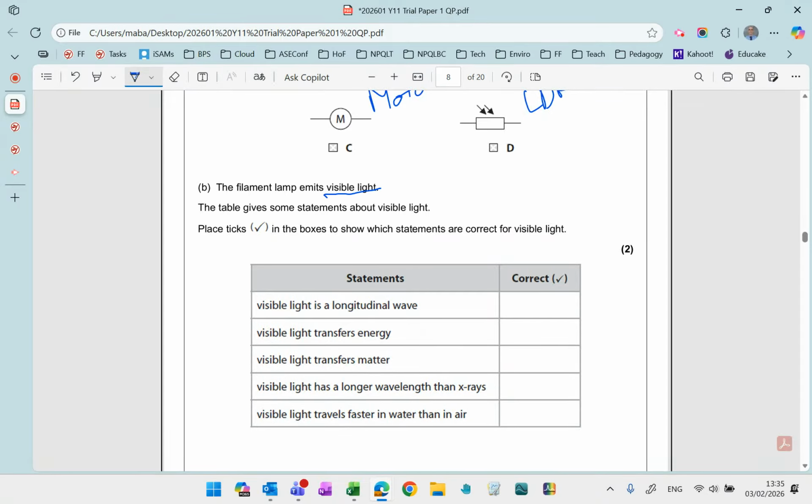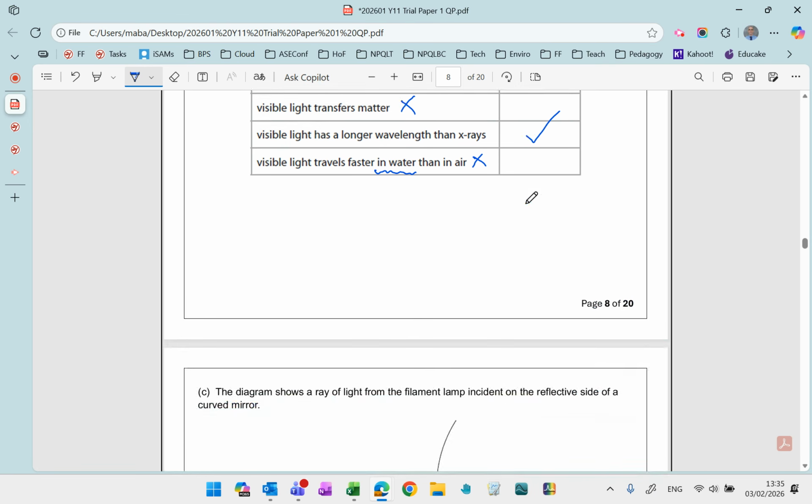So visible light can transfer energy, and it has a longer wavelength than X-rays. Visible light does not transfer matter. It's not a longitudinal wave, it's a transverse wave, and it doesn't travel faster in water than in air. Water has a refractive index of about 1.33, air has a refractive index of 1, so that means it travels about 30% slower in water than when compared to air.